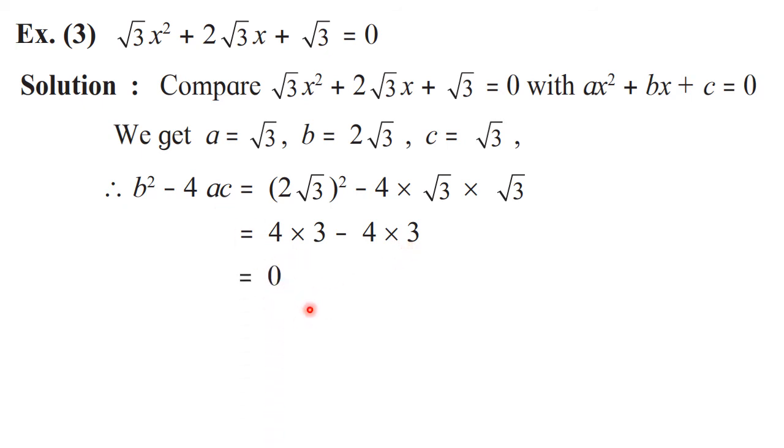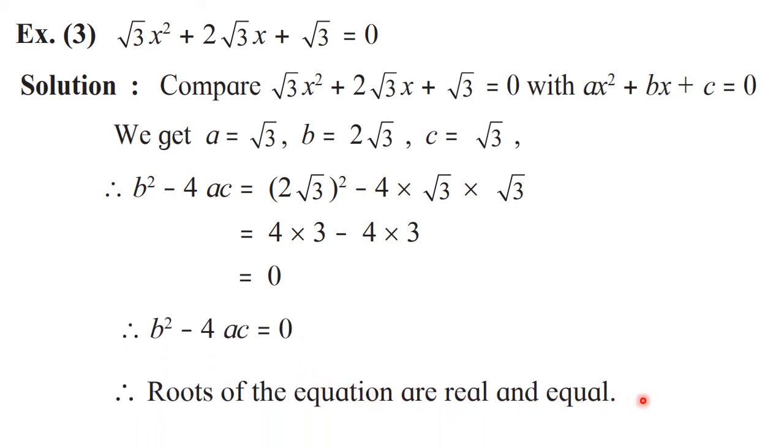The third possibility which we have discussed, that when the discriminant is 0, that time the roots of the equation are real and equal. But you need to write down this justification that b square minus 4ac is 0, which we have found out, and therefore the roots of the equation are real and equal. If you are not writing this justification, then your half mark will be deducted. Or sometimes the examiner may not give you mark also, because justification is needed. You need to write down reason for your answer. Okay.